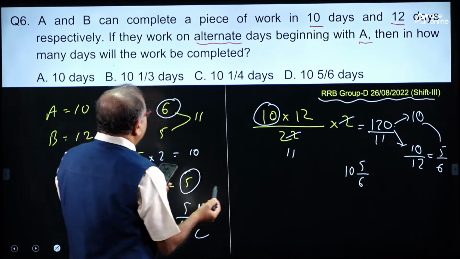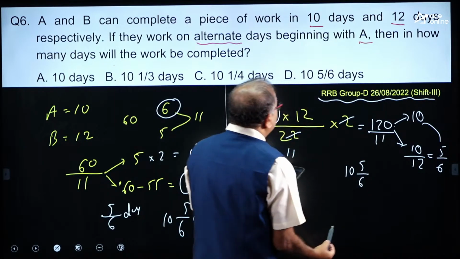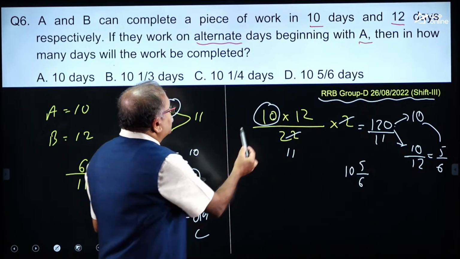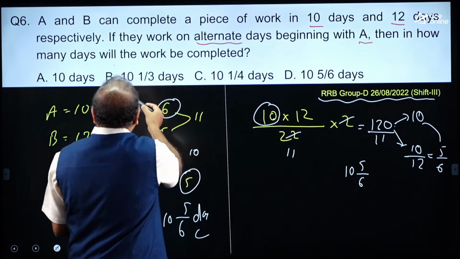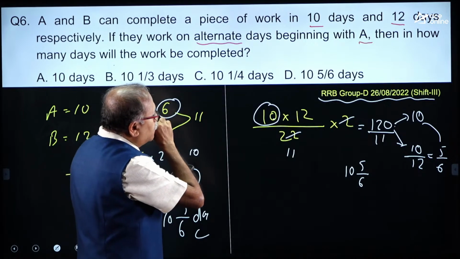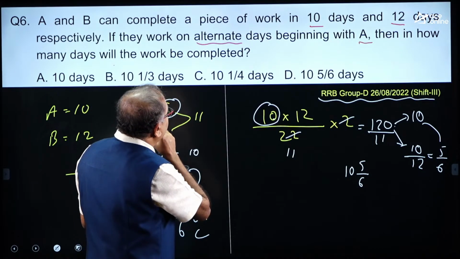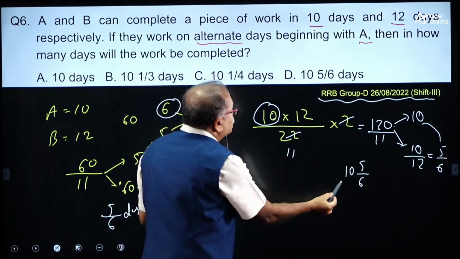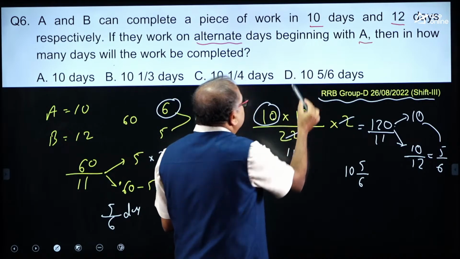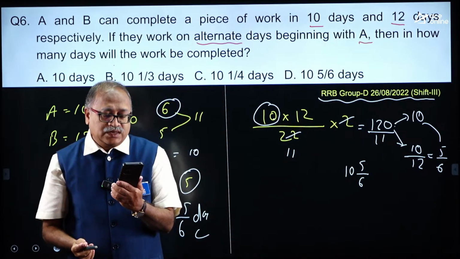So, what should be my answer here? My answer is 10 5 by 6 here. Will that be 10 5 by 11? Where is that 10 5 by 6? So, 10 5 by 6, option choice D.